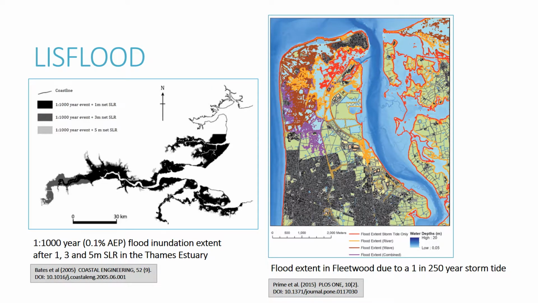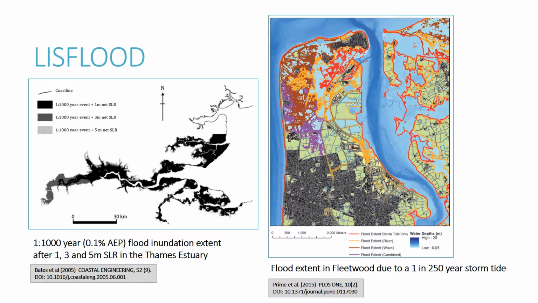LISFLOOD is a two-dimensional flood inundation model which simulates local variations in the depth and extent of water level and depth averaged flow velocity. The outputs from LISFLOOD can be used to illustrate inundation as a series of maps and scenarios. The model has been successfully used in the coastal environment.